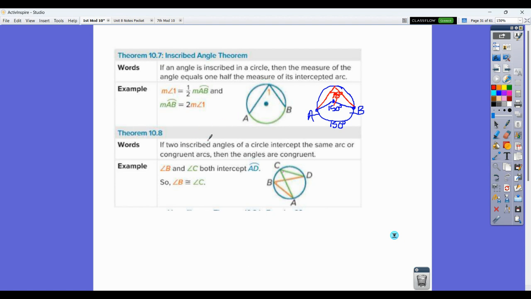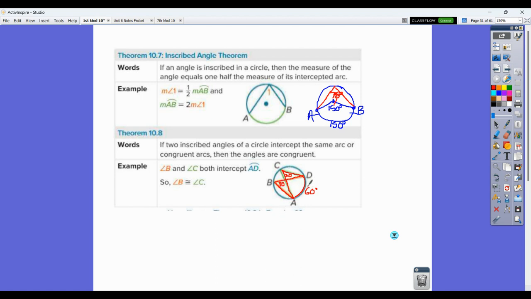If two inscribed angles of a circle intercept the same arc or congruent arcs, then the angles are congruent. So think about this here. If I put some numbers to it, if AD, let's say, is 60 degrees, then the inscribed angle C off of this is going to be 30 degrees because it's half of that. But I also have an inscribed angle B off of that, which would also be half of it, which would be 30, which makes those two congruent to each other.